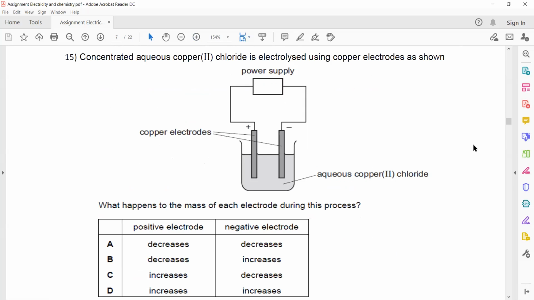Concentrated aqueous copper chloride is electrolyzed using copper electrodes. So we are using copper electrodes. What happens in this case is the copper ions from the electrolyte will move towards the cathode, and copper atoms from the anode will go into the solution as copper ions. What will happen to the size of the cathode?